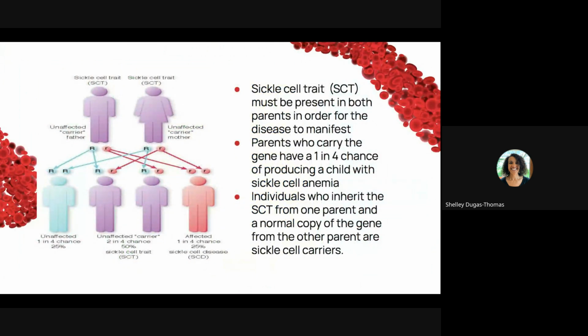So, sickle cell trait: both parents must carry the gene for a child to have sickle cell disease. However, with carrier parents, there's a 25% chance of the child having sickle cell disease. So if you have one parent that's a carrier, that child could possibly have sickle cell. And the inherited sickle cell trait from one parent plus the normal gene may lead to a carrier. But this patient is usually asymptomatic.